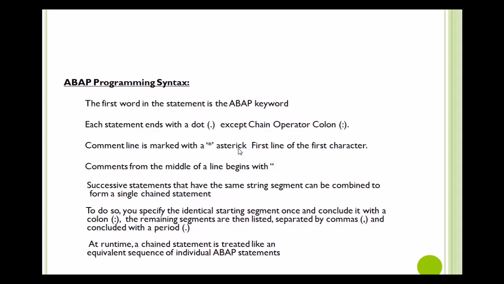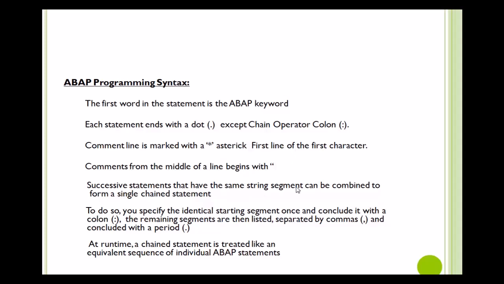In the first line, the first character, you have to enter a star, an asterisk. Then the entire line will be commented. Comments from the middle of a line start and begin with a double quote. This way you can have comments in the middle.